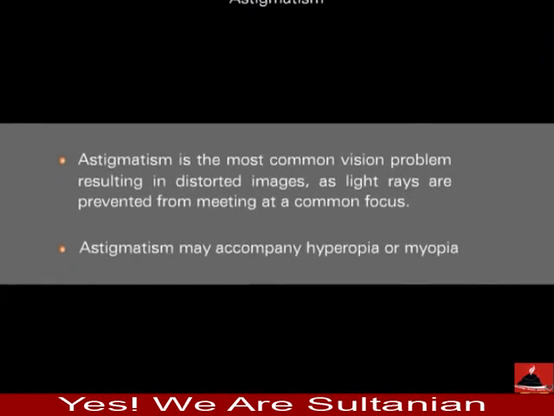Astigmatism. Astigmatism is the most common vision problem, resulting in distorted images, as light rays are prevented from meeting at a common focus. Astigmatism may accompany hyperopia or myopia.